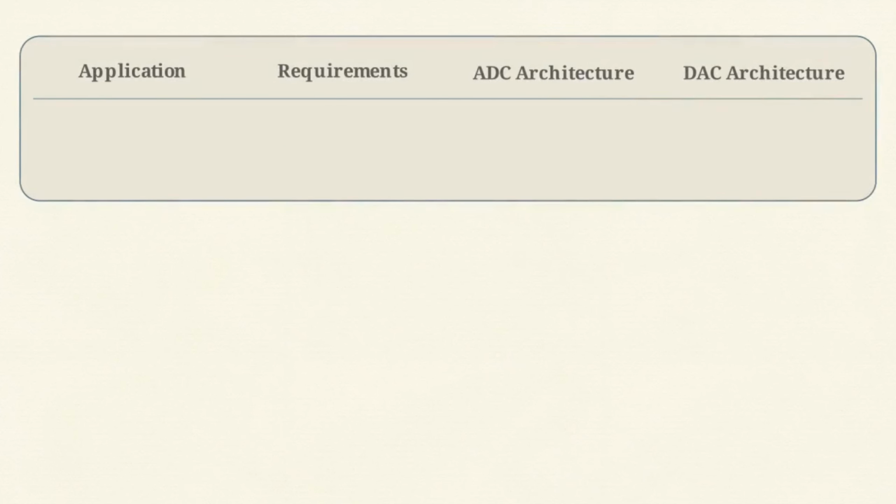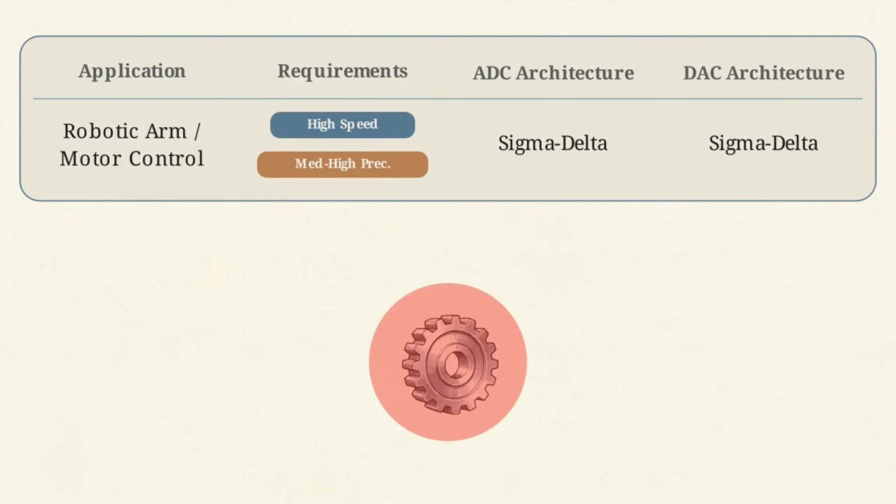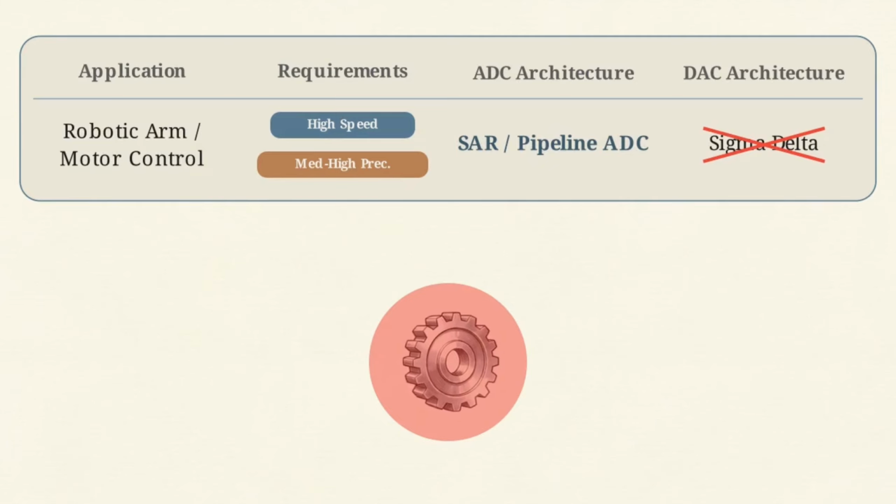Now, compare that to an automated robotic arm tasked with high-speed component placement on a circuit board. Here, exact position and force data must be calculated in real time, often in the tens of kilohertz range. The sigma-delta architecture is useless here. Its slow response time would cause the feedback loop to lag behind the physical motors, leading to severe physical instability or equipment crashes. To solve this, we rely on successive approximation, or pipeline ADCs for rapid data acquisition.